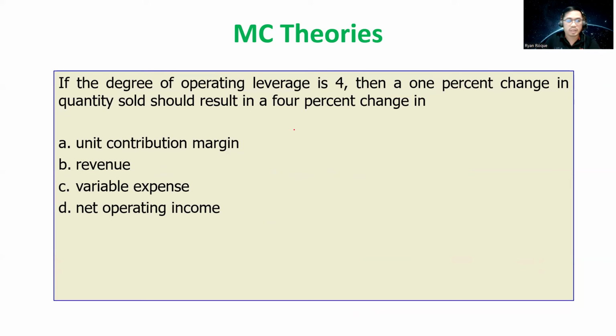Let's have this one. If the DOL is equal to 4, then 1% change in quantity sold, just like what I've mentioned a while ago, should result in a 4% change in what? So again, percent change in your operating income or profit over the percent change in your sales. So if there is 4 here, therefore, there is 4% change in your operating income. Okay? So the answer is D.